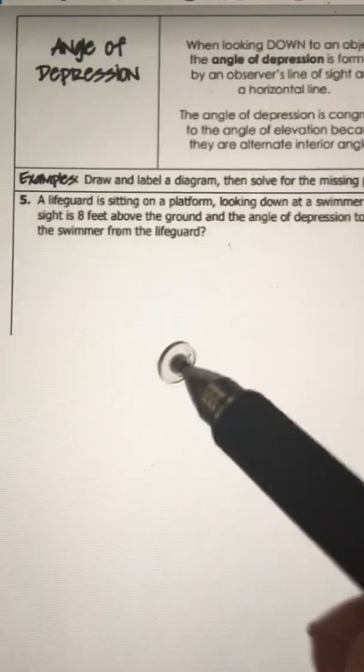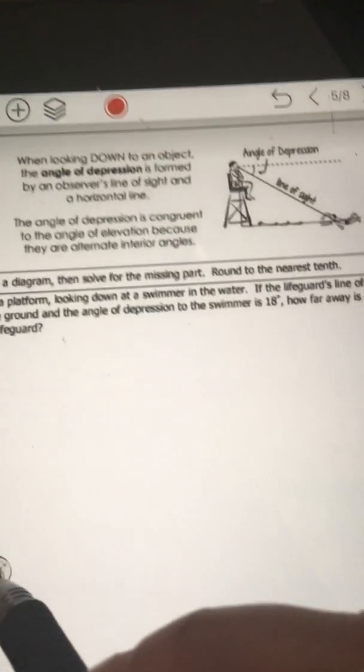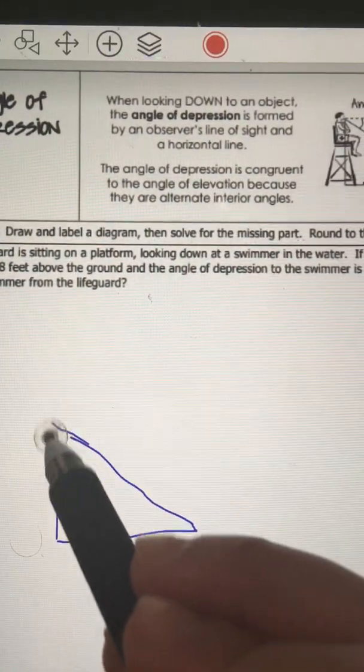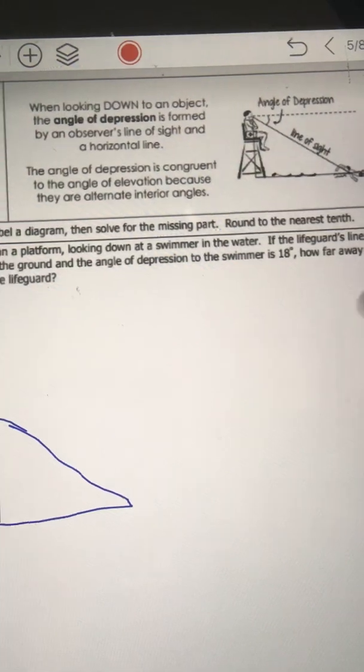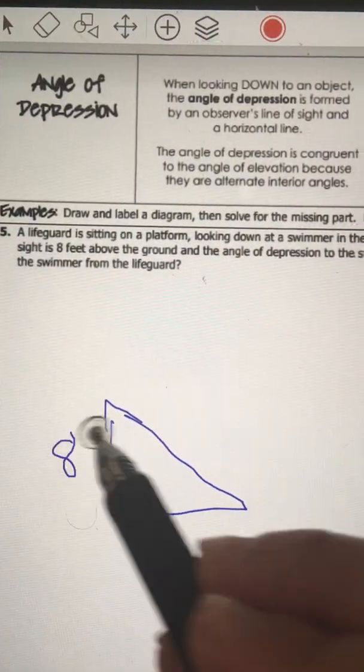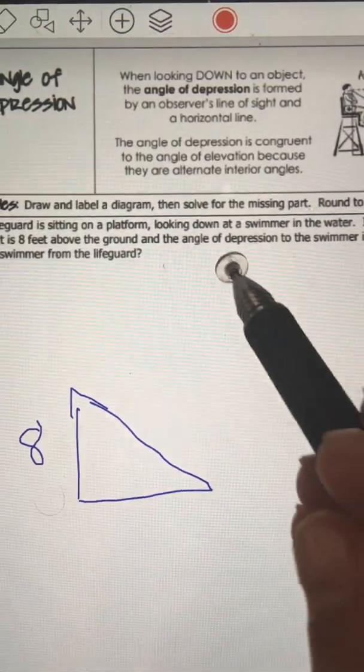So first problem, we have a lifeguard sitting in a platform, kind of like that picture. I'm just going to recreate it. Looking down at a swimmer in the water. The lifeguard's line of sight is 8 feet above the ground, so we're putting 8 here. And the angle of depression to the swimmer is 18 degrees.